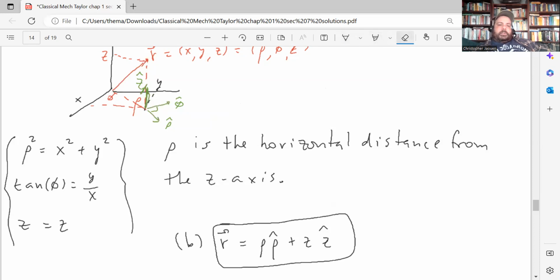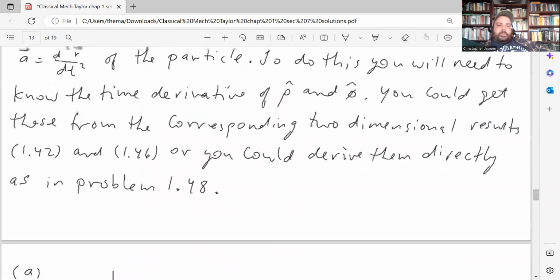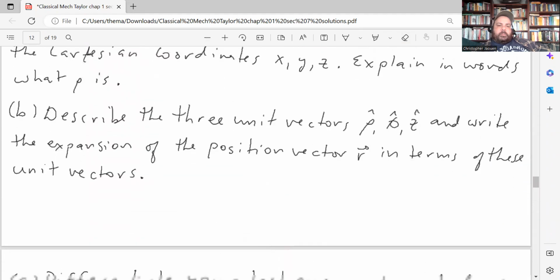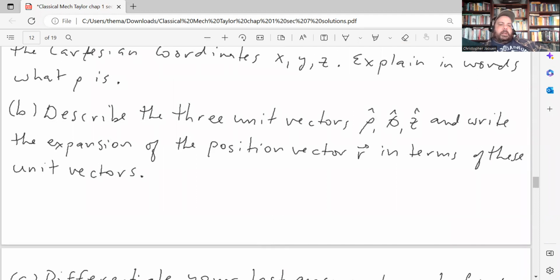Let me just erase this. And let me go back up. So describe the 3 unit vectors, rho hat, phi hat, z hat, and write the expression of the position vector in terms of these unit vectors. So that's what we just did.